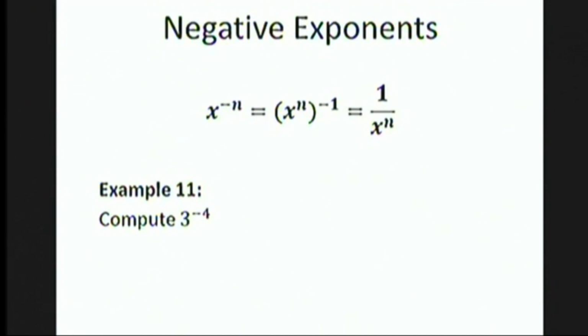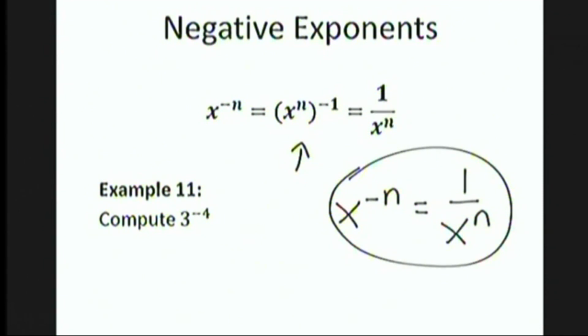More generally, x to the minus n, by a rule we had before, when we multiply powers, we can write that as a power to a power. So we can rewrite this as x to the n, to the minus 1. And from what we just learned, that's equal to 1 over x to the n. So to summarize, x to the minus n is just 1 over x to the n.